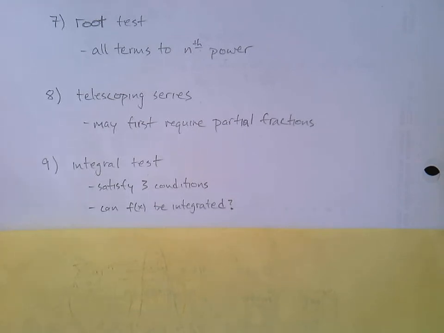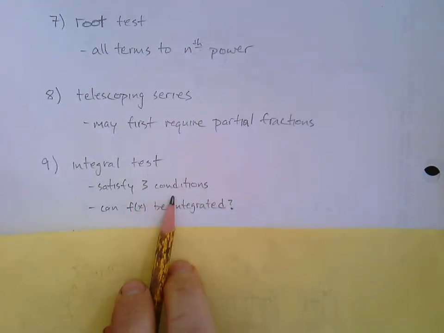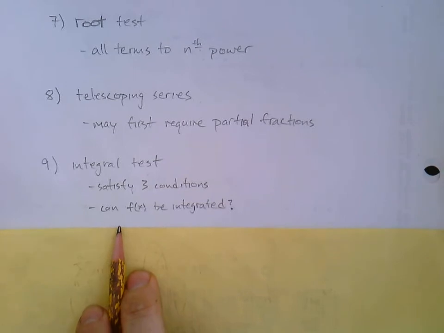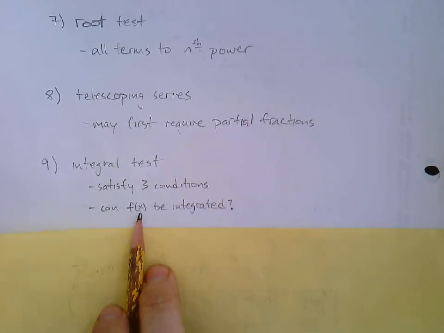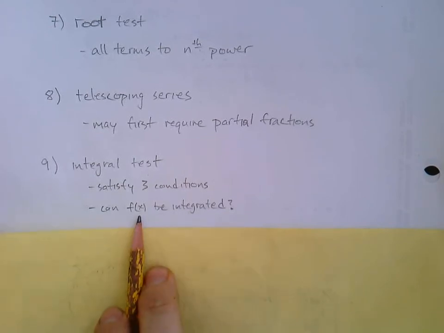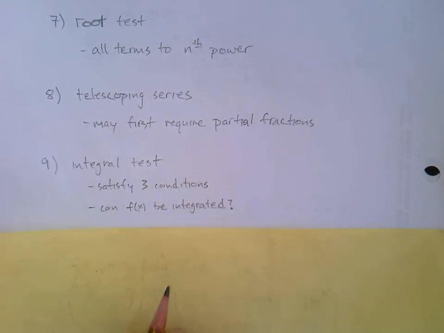Because you got to make sure you satisfy those 3 conditions. Is it positive, continuous, and decreasing, right? And then if it satisfies those, then you can begin the test itself. Here's what you might ask if you think it might be an integral test. Can the function version of your nth term be integrated, right? If you were to set up an f of x, could that be integrated?